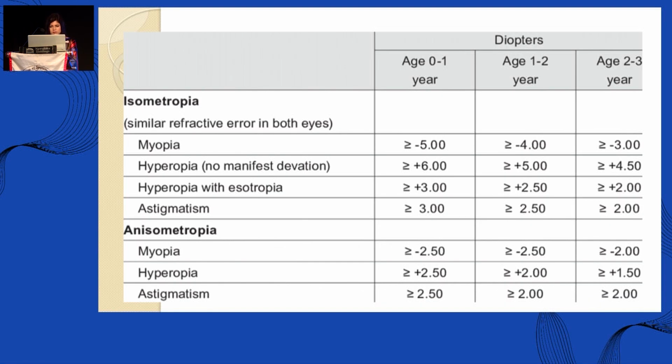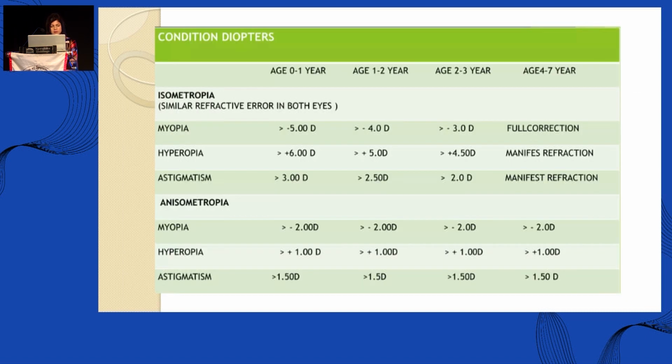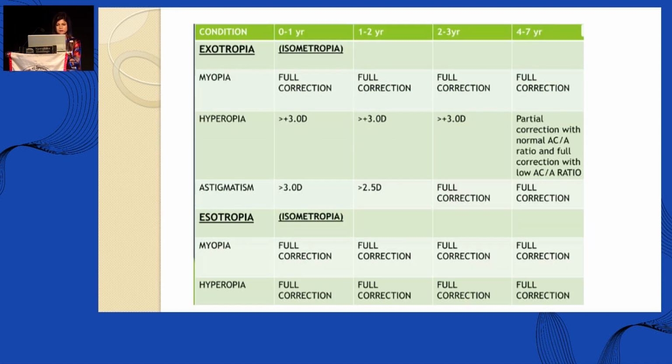This is the same one, and this shows only up to 2 to 3 years. These are not from the American Academy. I got these from a famous ophthalmologist from India, and I feel this is more or less practical for us as an Asian country. This shows the age of 4 to 7, and again considering the age of the child, myopic or hyperopic, isometropic or anisometropic. And here, they are considering exotropia and esotropia.